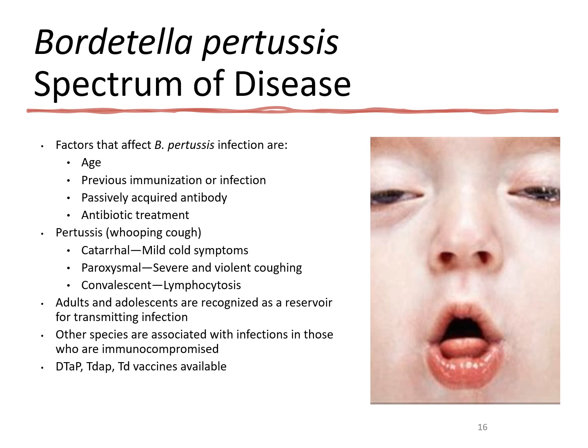So adults and adolescents are recognized as the reservoir for transmitting this particular organism. And then there are other Bordetella species that have been associated with it, but those are usually just within the immunocompromised. Over the years, vaccines have been developed that help to prevent this particular infection. Those are your Tdap vaccines, and depending on the age the vaccine is given, it depends on which one of those three vaccines you actually receive.